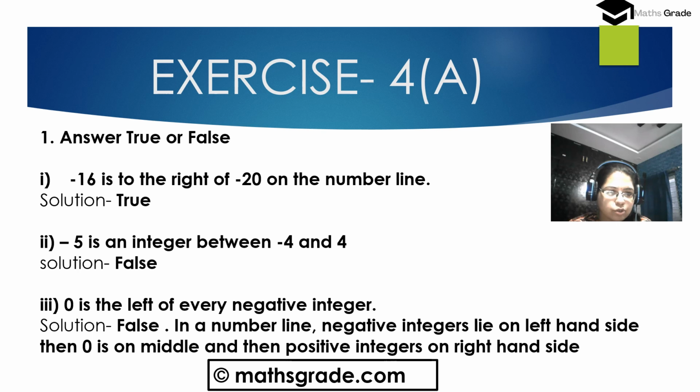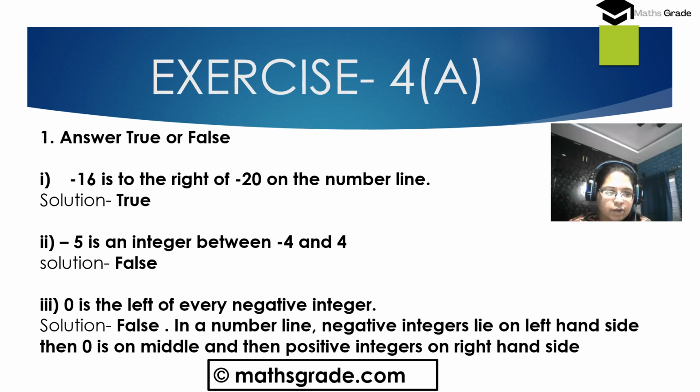Now we will solve question number 1, and question number 1 is answer true or false. First bit is minus 16 is to the right of minus 20 on the number line. This is true. If we represent this number on number line, minus 16 will be on the right side of minus 20. First minus 20, then minus 18, minus 17, minus 16. So minus 16 will be right to the minus 20 on number line.